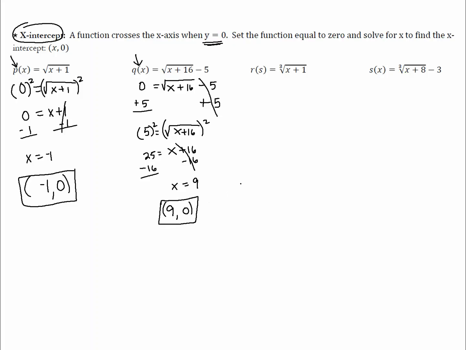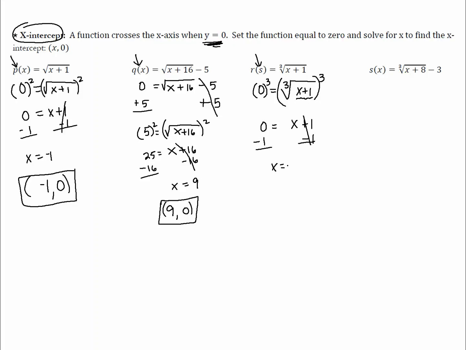That's the x-intercept. Let's do it again. We want the x-intercept, so we're going to set the function equal to 0. So 0 equals the cube root of x plus 1. Since we have a cube root this time, what we're going to do is we're going to cube both sides. 0 cubed is 0. And this is the same thing as before, only the inside survives, x plus 1. Since we're solving for x, we got to get rid of the plus 1.